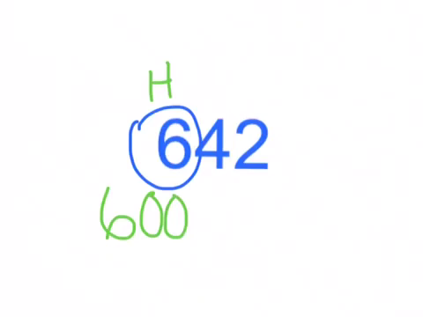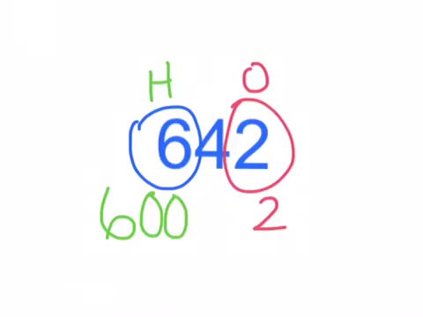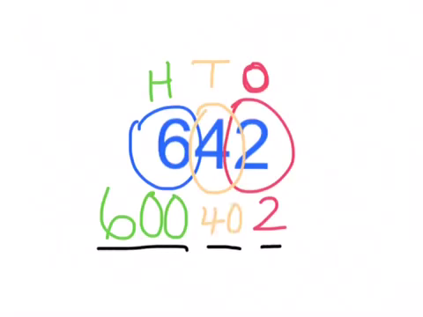Let's look at the 2. What is the value of this number? Okay, it's in the ones column. So its value is just 2. Not 20 or 200. It's in the ones column, so its value is 2. Let's go back now to the 4. Okay, what column is it in? It's in the tens column, so its value is 40. So we have 642.